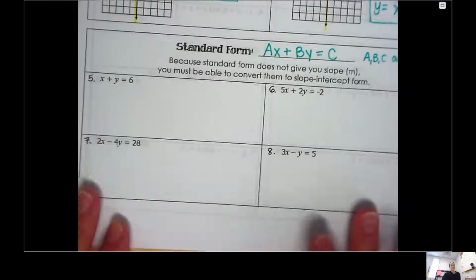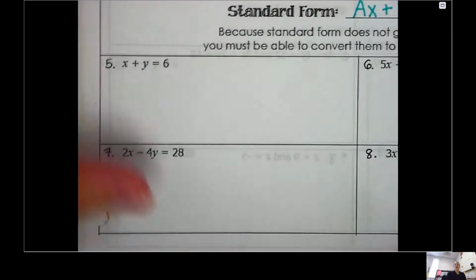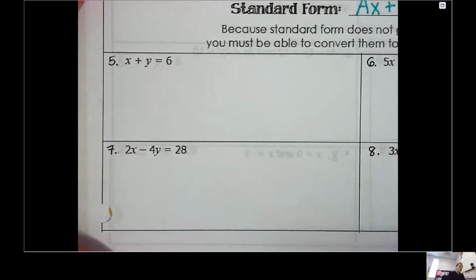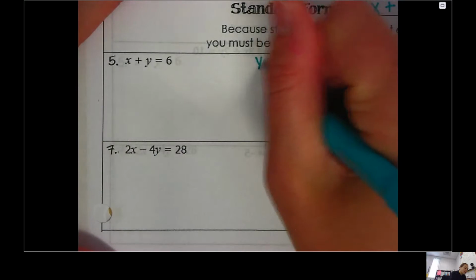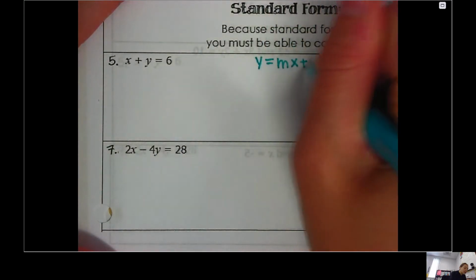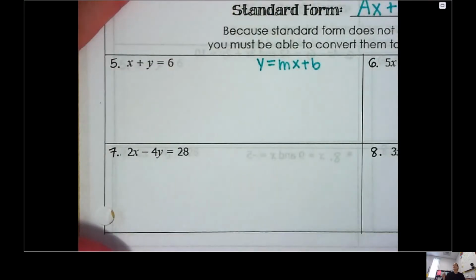I promise, it's easy. So let's take a look at number 5. My equation says x plus y equals 6. I want to rewrite this equation so that it looks like y equals mx plus b. In other words, I want to rewrite it so that the y is all by itself on the left. That's all I'm trying to do, is get the y alone. So we're going to move everything that's not a y to the other side. That's all we're going to do.